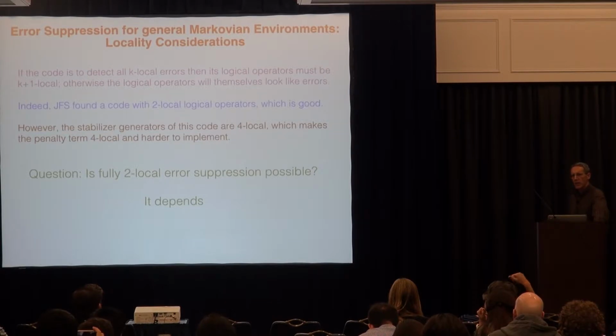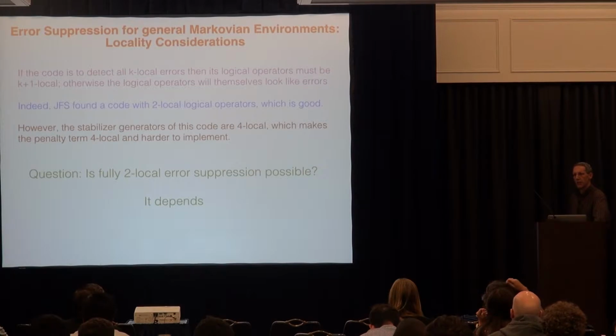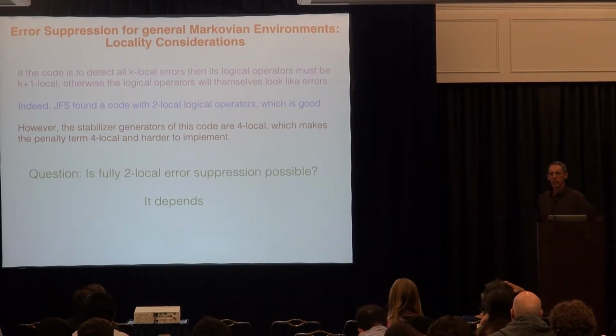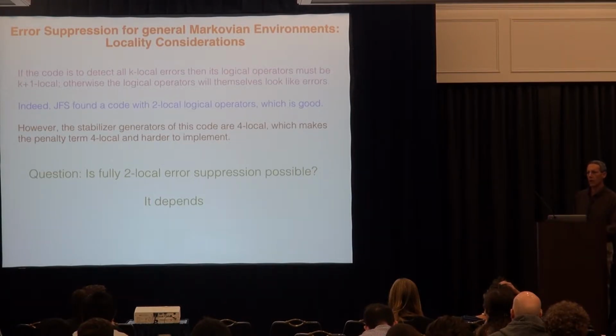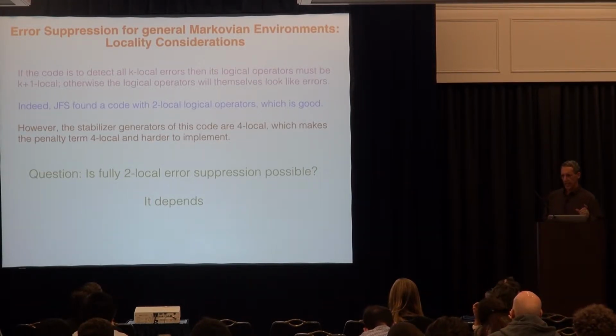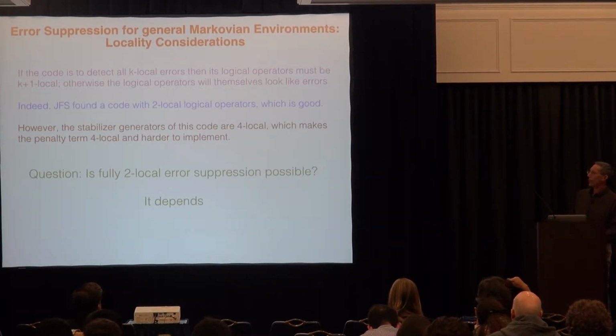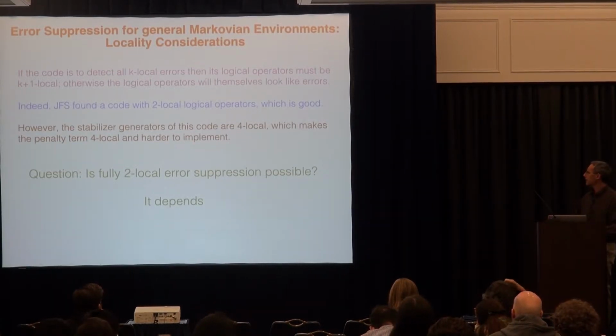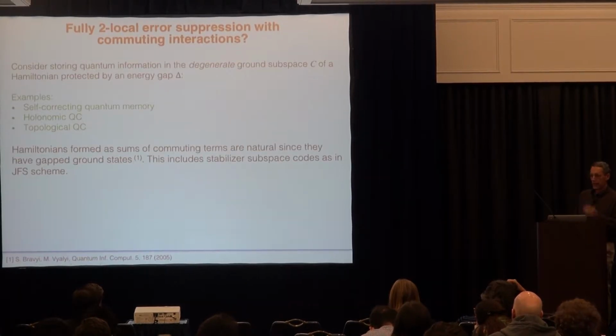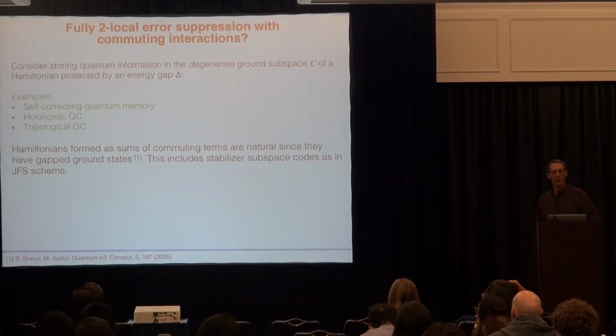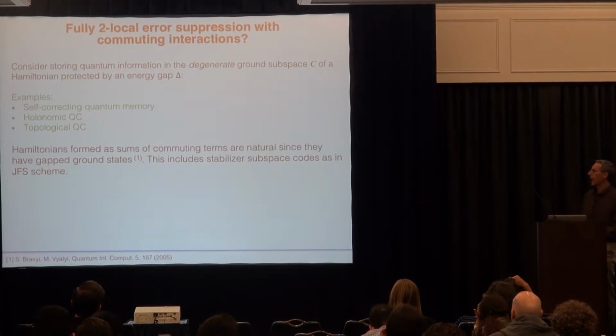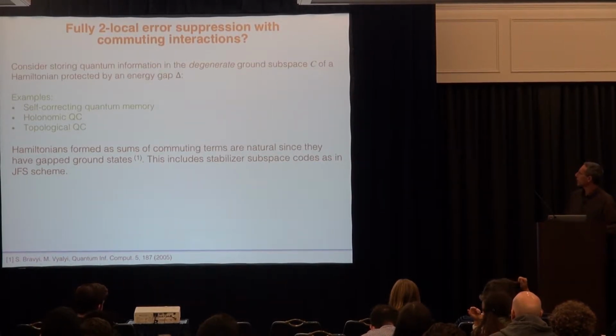So the question is whether fully 2 local error suppression is possible. That would be a nice scenario, because experimentally it's much easier to implement 2 local interactions, as opposed to 4 local or even 3 local. And the answer to this question is that it really depends. And the first scenario I want to discuss is essentially a no-go theorem against all 2 local error suppression.